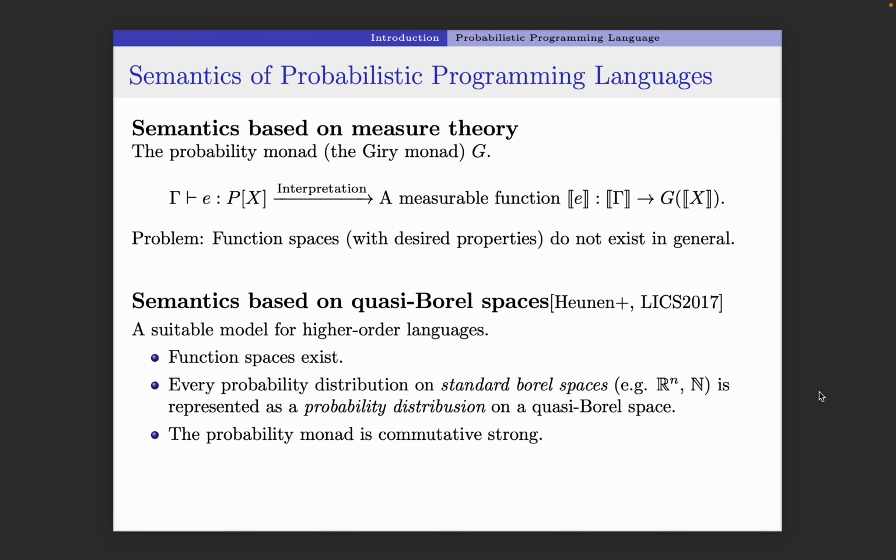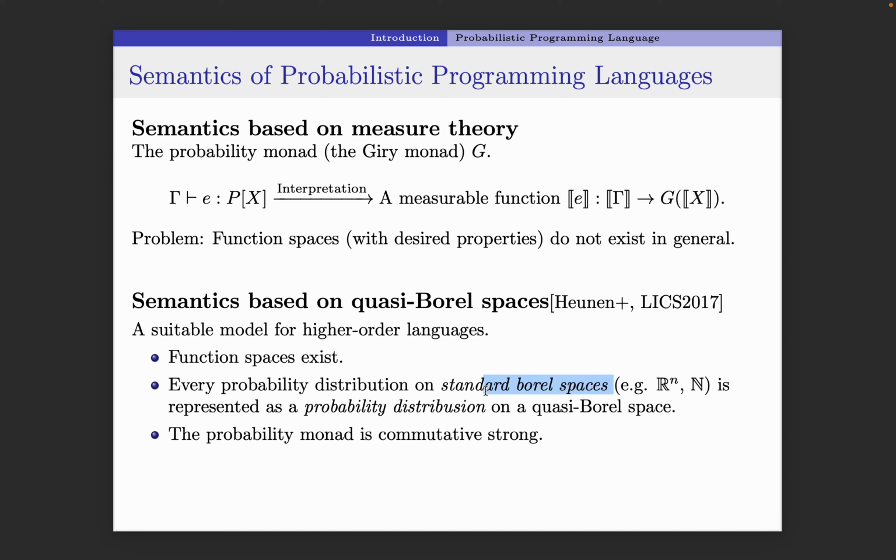In the previous work, Heunen and others introduced the notion of quasi-Borel spaces. The theory of quasi-Borel spaces provides a suitable denotational model for higher order languages, because function spaces exist, and every probability distribution on standard Borel spaces is represented as a probability distribution on a quasi-Borel space.